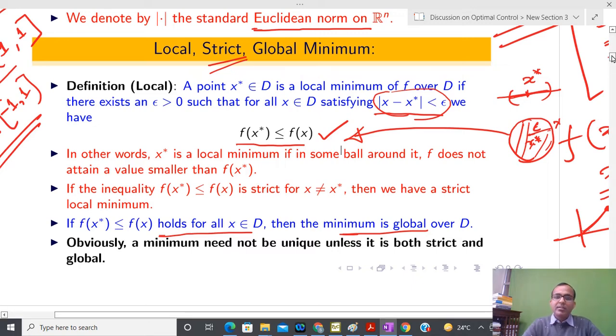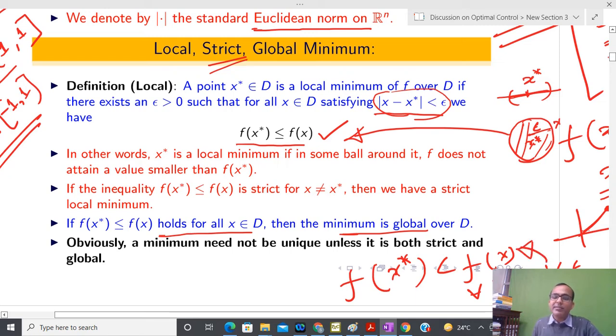Sir, could you please repeat strict local minima? A strict local minima means you just remove the equality symbol. I am saying that f of x star is less than f of x, for all x with norm of x minus x star less than or equal to epsilon. If this kind of condition comes into the picture, then I can say this x star is a local minima, a strict local minima.